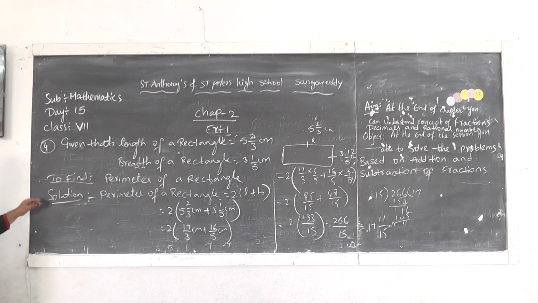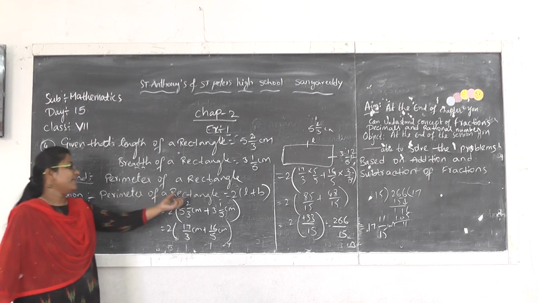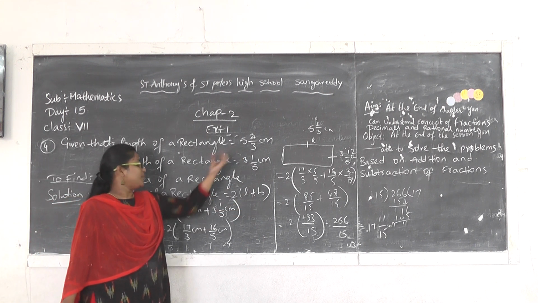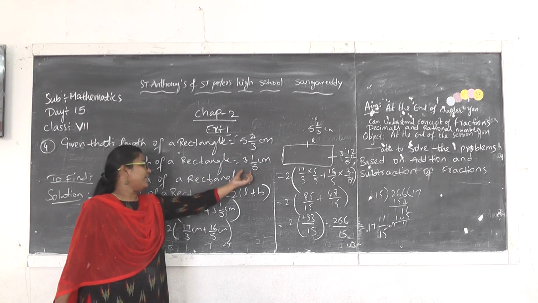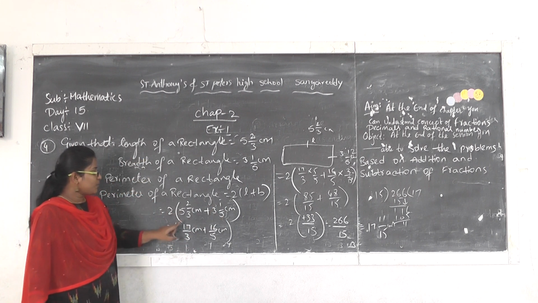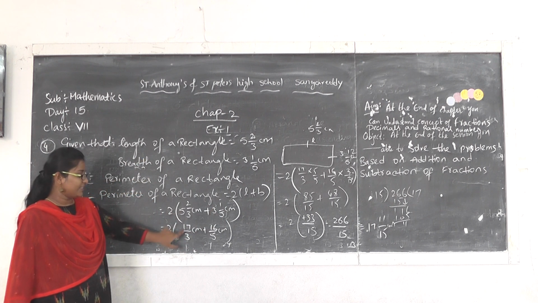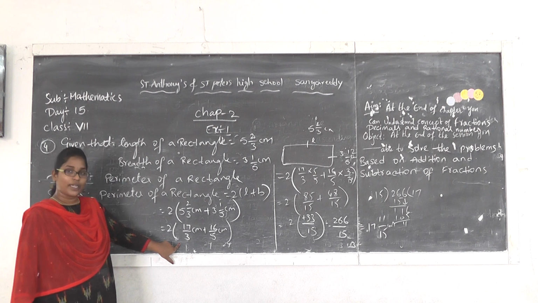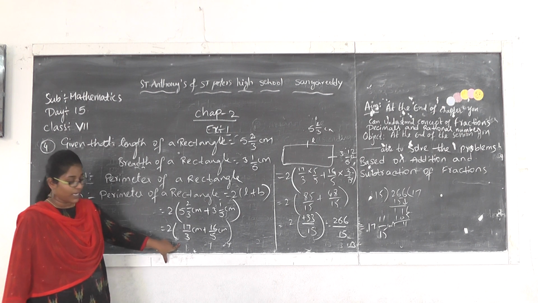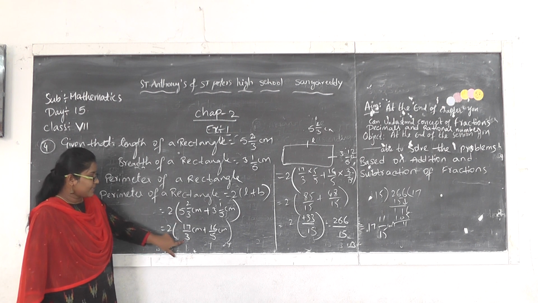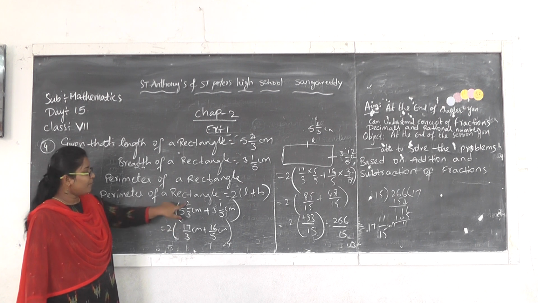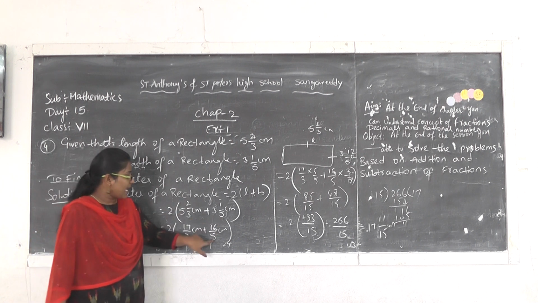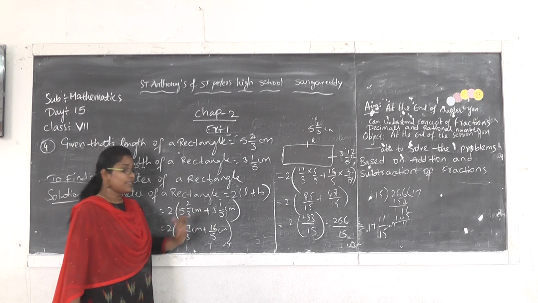Are you able to understand? See, perimeter of a rectangle formula is 2 into (L plus B). Substitute the length value in the place of L, the breadth value in the place of B. After substituting, convert these mixed fractions into improper fractions. Already I explained how we have to convert. Right? 3 as it is the denominator, 3 fives are 15, 15 plus 2, 17. 5 as it is, 5 threes are 15, 15 plus 1, 16.